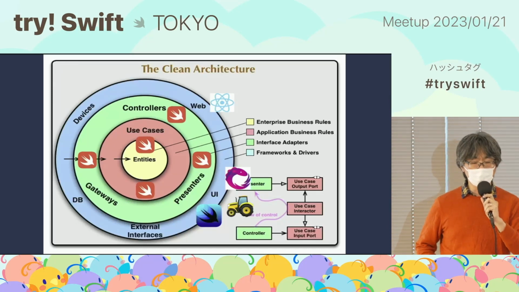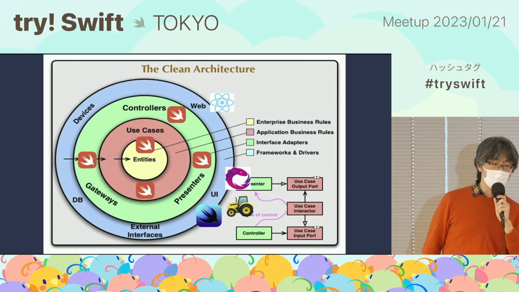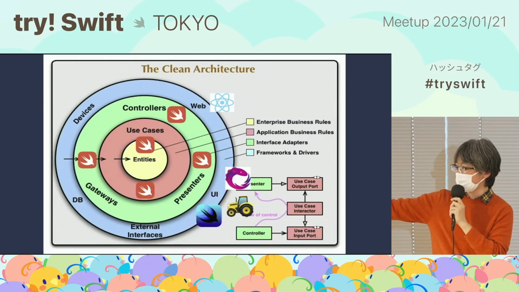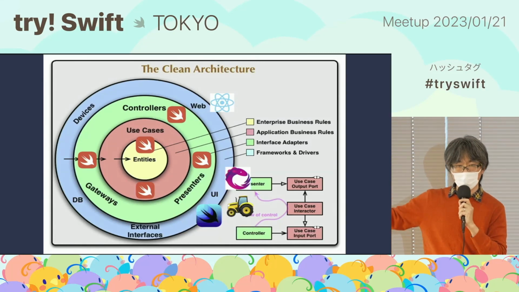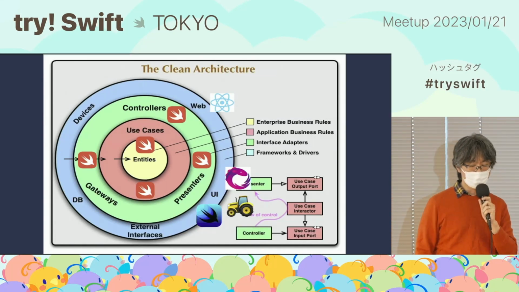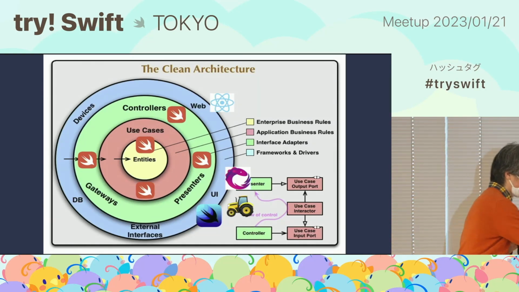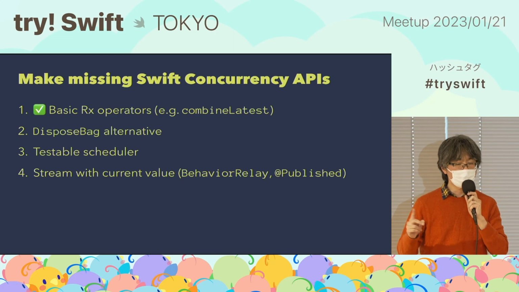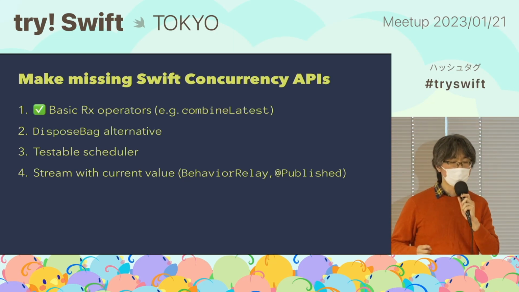I would also suggest using Swift concurrency from the internal code first, like in this clean architecture diagram, and using the bridge APIs to integrate with the surface layer. The surface layer can use any frameworks, whatever you want, and you just bridge them. This approach will save your development time. So the first item is now checked. Now let's take a look at the second one, the dispose bag.